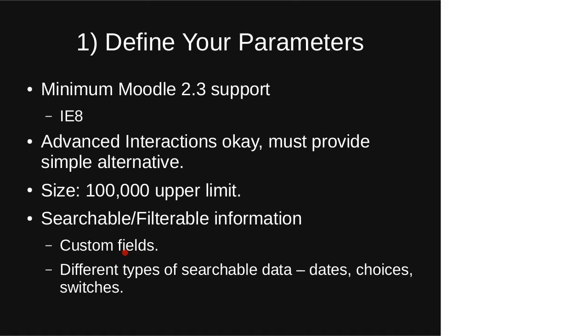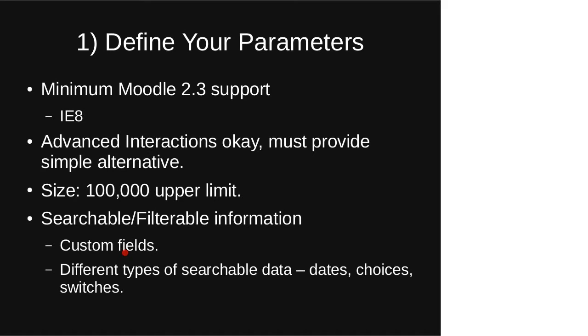And we chose 100,000 for our upper limit, so we were looking at 100,000 users, 100,000 courses, any type of information. 100,000 was the limit that we were testing on. And we did have searchable and filterable information. So I've talked a lot about users. Users have lots of just text information, which is really easy to search through.